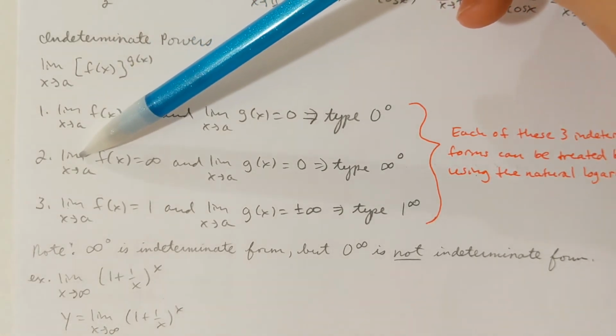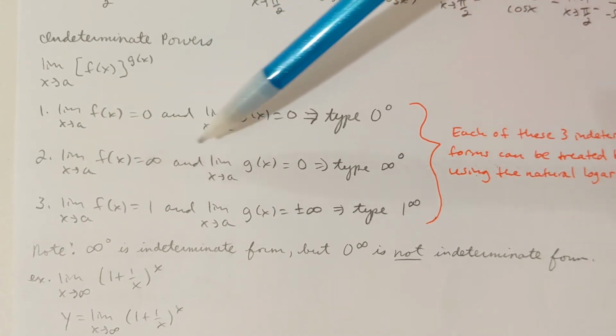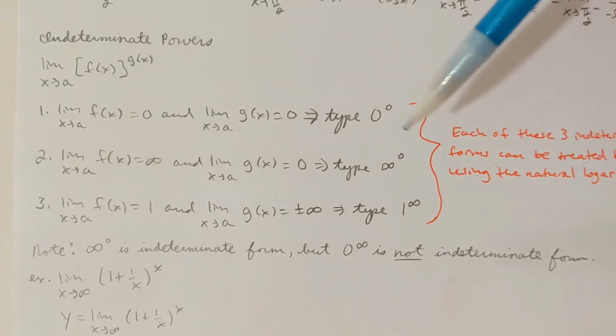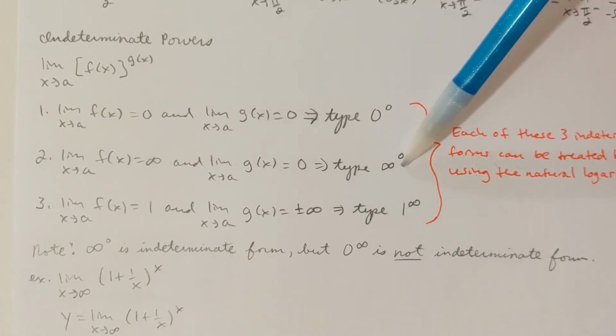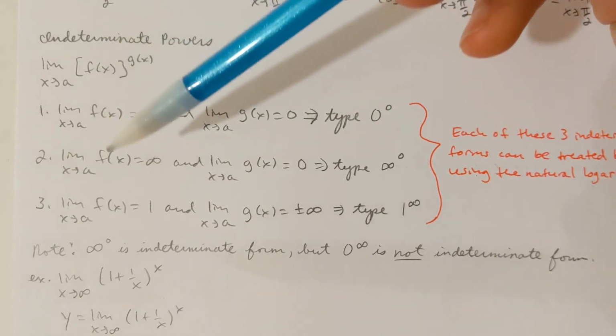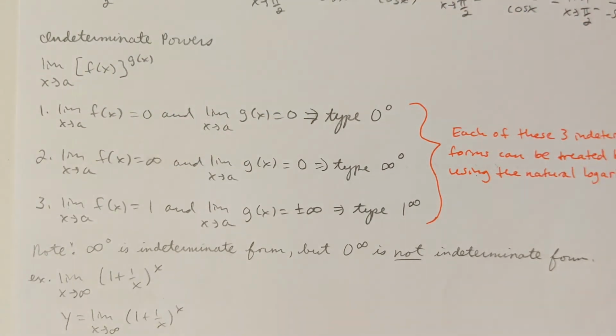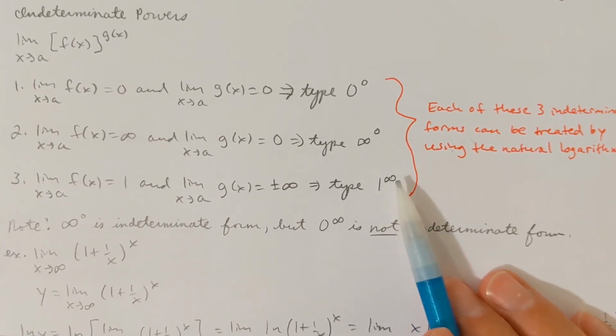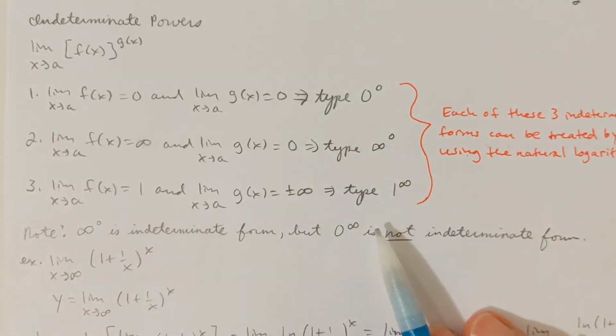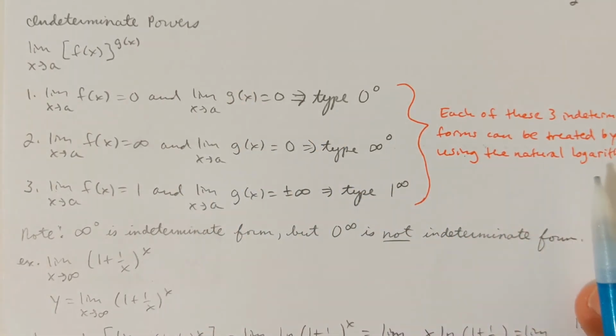Item 2, if the limit as x approaches a of f of x is infinity and the limit as x approaches a of g of x is 0, you're in an indeterminate power type. That'd be the type of infinity to the 0 power. Item 3, if you have the limit as x approaches a of f of x equal 1 and the limit as x approaches a of g of x equal infinity or negative infinity, then you'd be in an indeterminate power form where you're 1 to the infinity power. That's another indeterminate power form.